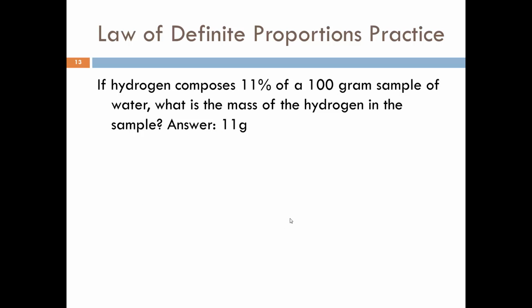So if we have 100 grams of water, and 11% of that is hydrogen, then what's the mass of hydrogen? You just simply take 100 times 0.11, and we got that from 11% divided by 100. Took it out of a percentage, and that comes out to be 11 grams of hydrogen.